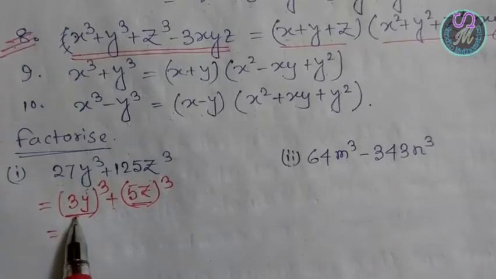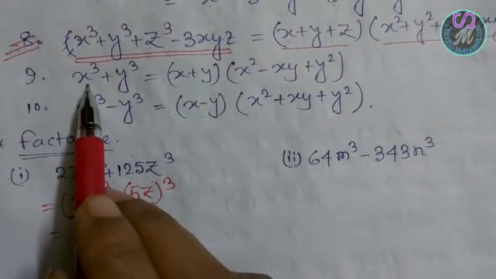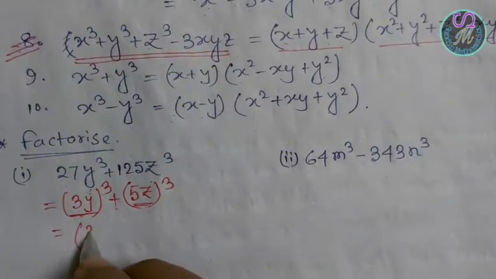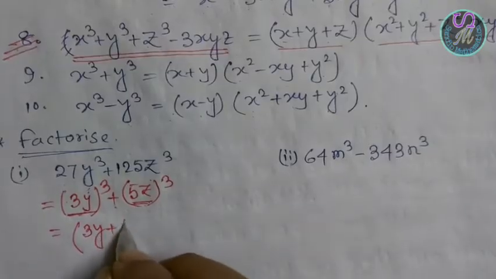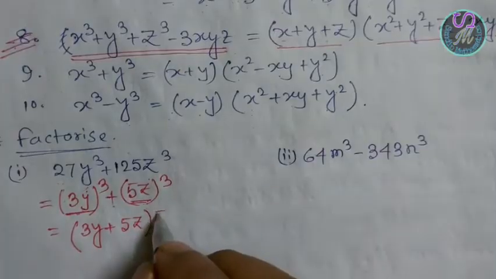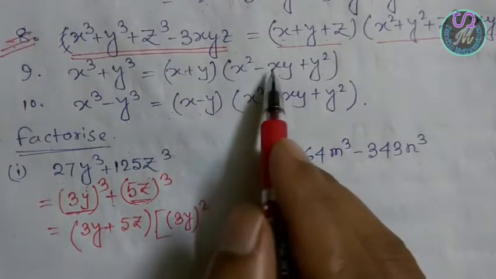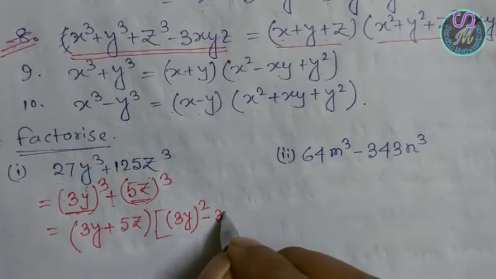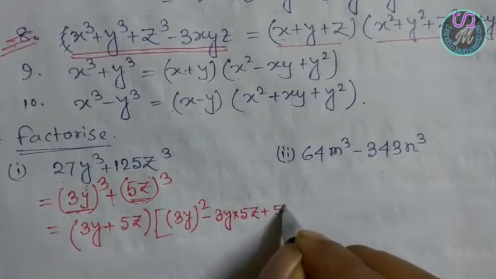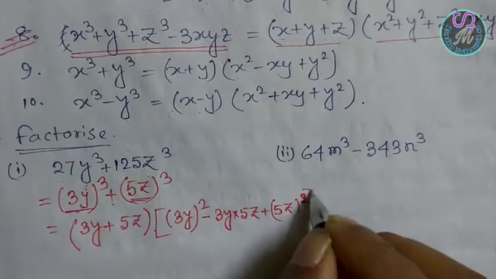Or you can say that this one is x and this one is y, x cube plus y cube. By using identity number 9, this is x plus y into x square minus xy plus y square. So x means 3y, y means 5z, that's the first factor, and this is the second. So x plus y, this one into x square. X square means 3y whole square. Then the minus sign, so minus 3y into 5z. Then 5z whole square.